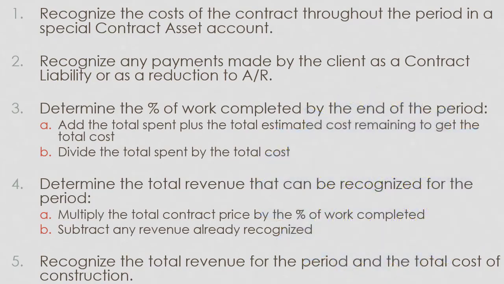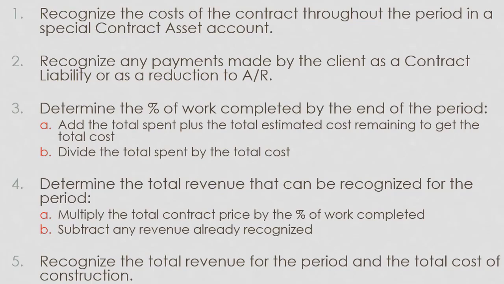I figure out how much revenue I can recognize this period by taking the total revenue times the percentage completed to get the total I can recognize, and then subtract what I already have recognized. That's the amount I can recognize now. And finally, I do my journal entry. I recognize my revenue, and of course, I also recognize my costs.